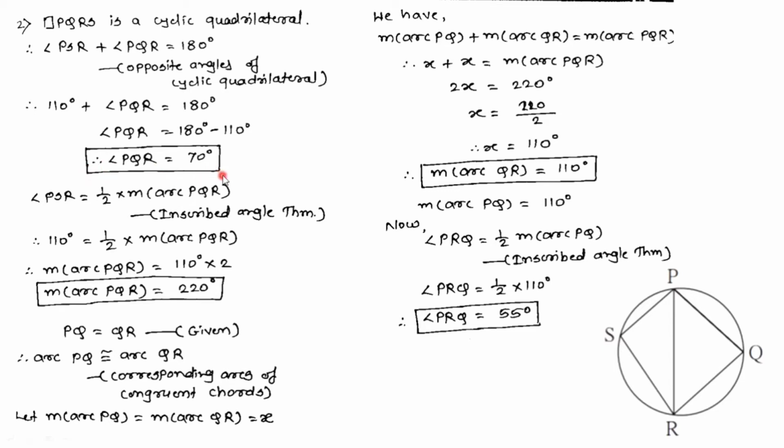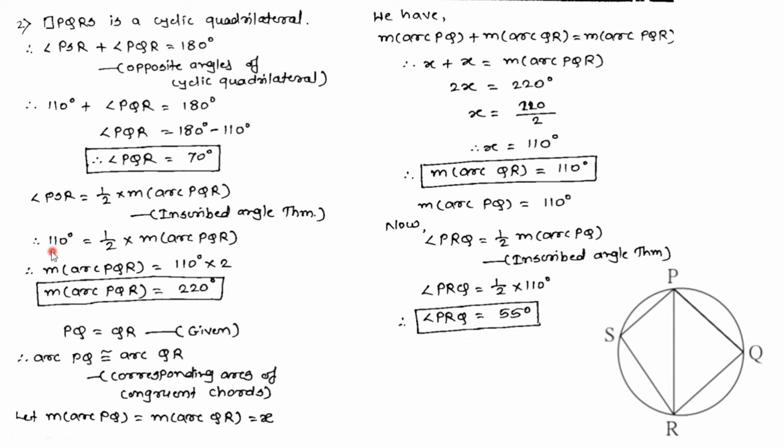So this is the answer of the first question. Now angle PSR, as we can see in the diagram, intercepts arc PQR. So we can apply the inscribed angle theorem here. That is, the measure of angle PSR is half of its intercepted arc. That is, angle PSR is equal to half of the measure of arc PQR, because arc PQR is intercepted by this angle. Angle PSR is given to be 110 degrees.